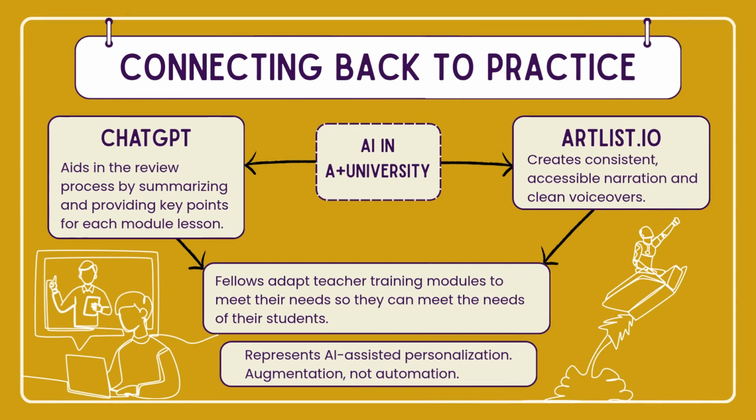Connecting back to practice, AI in A+ University. In my own work with A+U, we are experimenting with this model by having fellows use AI to review and build on digital lessons for teacher training and arts integration. For example, ChatGPT aids in the review process by summarizing and providing key points for each module lesson. Artlist.io allows consistent narration for accessibility and clean voiceovers. Fellows can then adapt the content in each module to fit the needs of the teachers being trained so that they can then meet the learning needs of their students. This layered approach represents AI-assisted personalization, not automation, but augmentation.